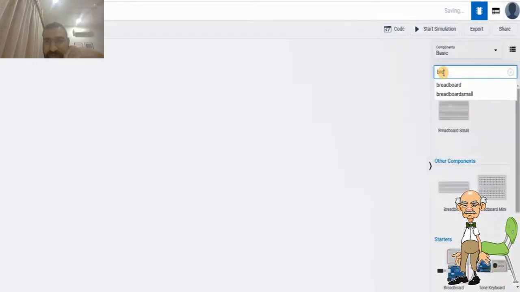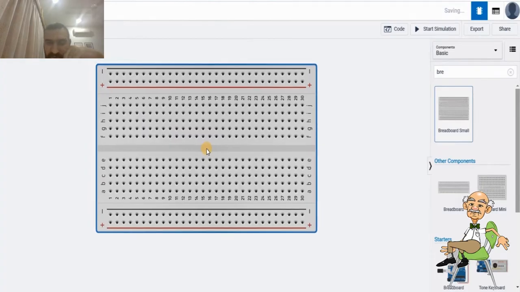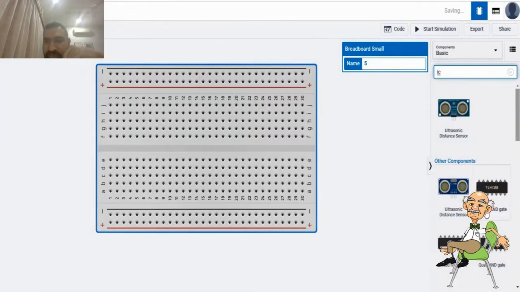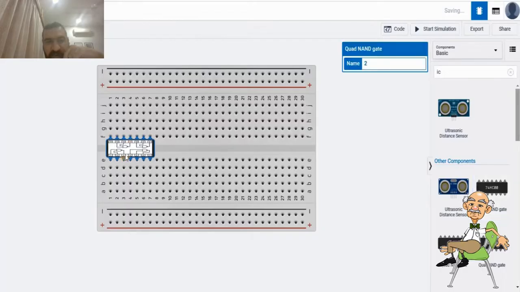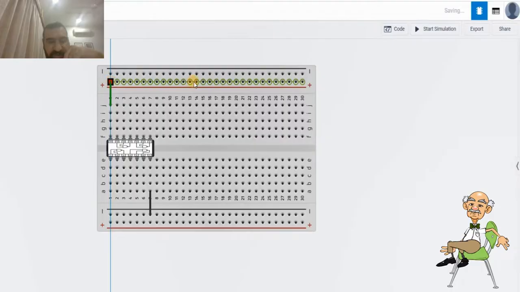In Tinkercad, we start by searching for the breadboard. You know what a breadboard is at this time. We have taken a lot of tutorials and labs about it. Then we can look for the NAND gate IC, which is 7400. Whenever you are using these types of ICs, first we provide some power to them. So from pin number 7 we connect to ground and pin 14 to high voltage, positive.